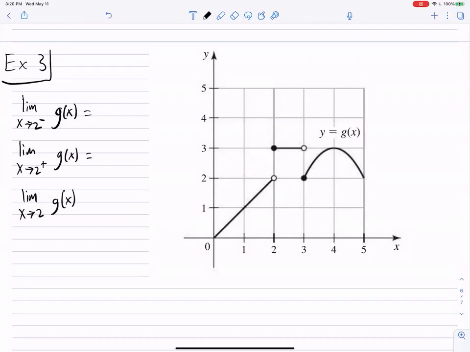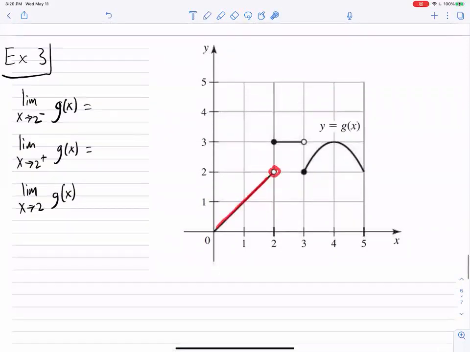So the limit as x approaches 2 from the left, it's getting really, really close to 2 as we approach it from the left. And so this is going to be 2. If we approach it from the right, that's this part, right? These are the ones that are to the right. And so that corresponds to these y values up here. And so it's getting really close to 3. And so this limit, the two-sided limit, does not exist.